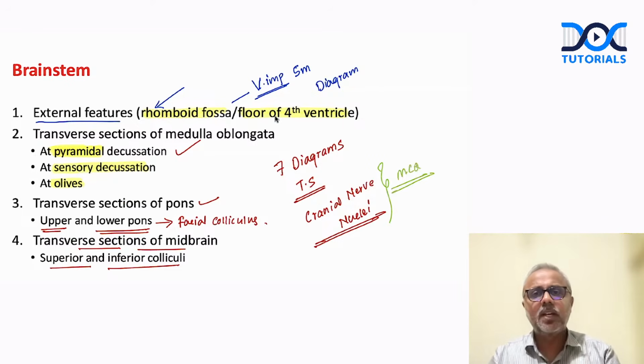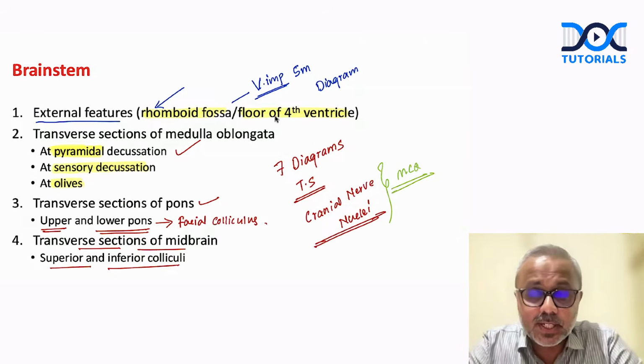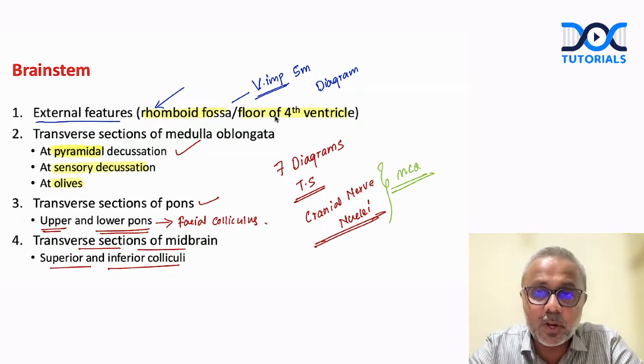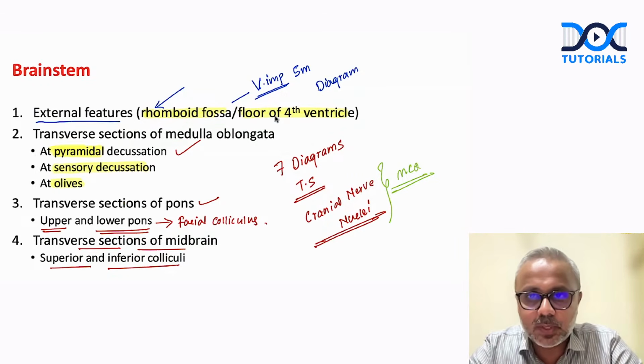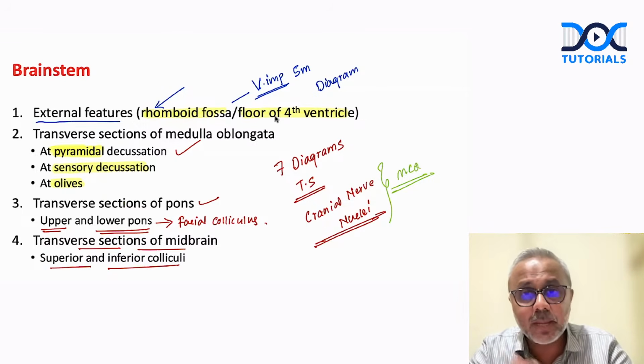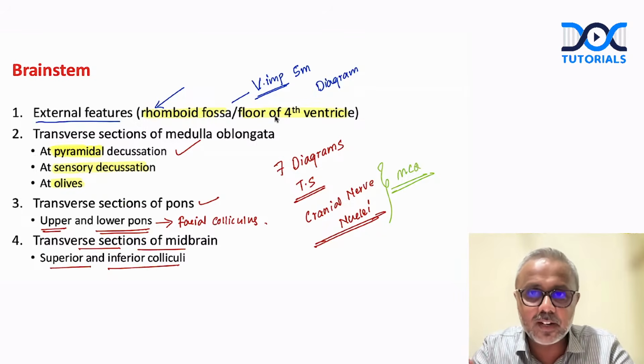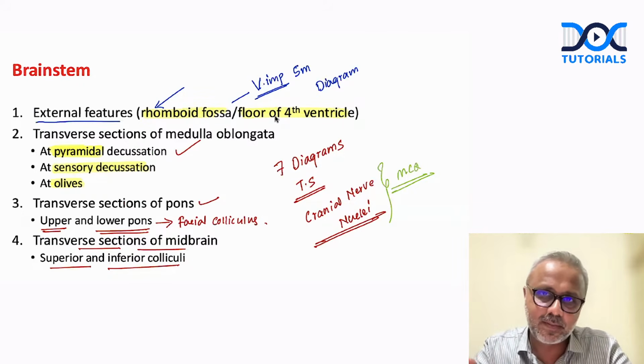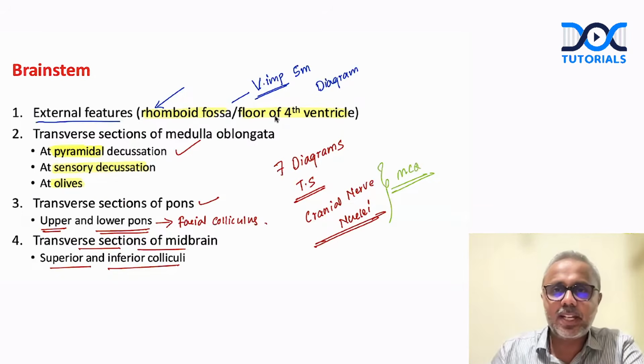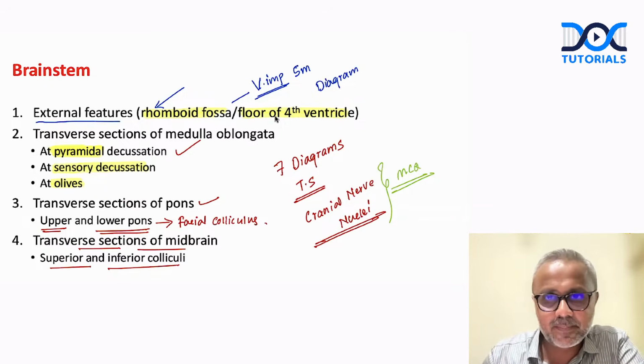For example, where will you find abducens nerve nucleus? It is found in pons. Where do you find oculomotor nucleus? It's found in midbrain. Where do you find the hypoglossal nucleus? Where do you find the nucleus associated with the vestibular nerve or cochlear nerve? So this is how you can get questions. So this is regarding the topic of the brainstem.